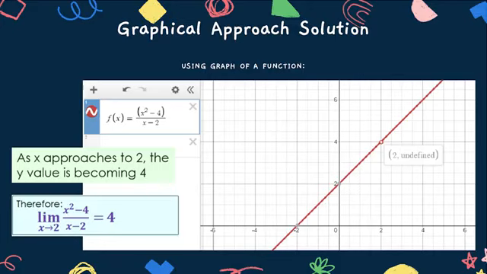So this one is from Desmos, and it shows here you plug in the equation and it will make the graph of that function. And observe that as x approaches 2, the y value is becoming 4. Here it is being emphasized in the graph that the 2 and the 4 meet. Therefore, basing from the graphical approach, the limit of x squared minus 4 all over x minus 2 as x approaches 2 is 4.